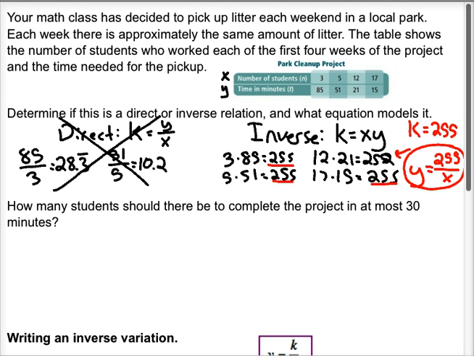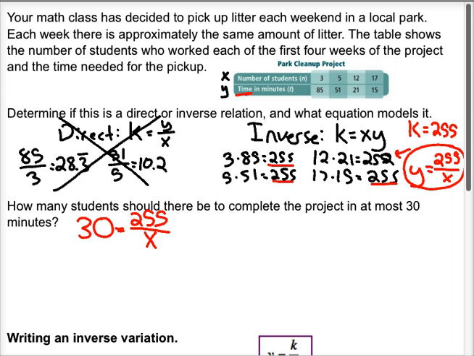All right, so how many students should there be to complete the project in at most 30 minutes? Well, here I was using y to represent my time. So essentially what they're saying is, for 30 minutes, I want to know x. I want to know how many kids I need to finish it in that amount of time.